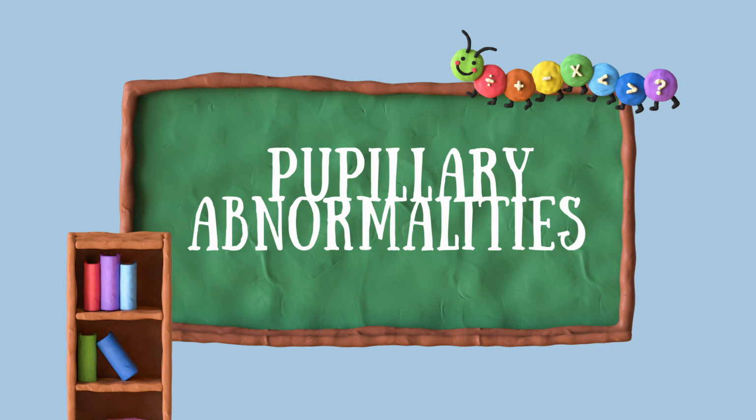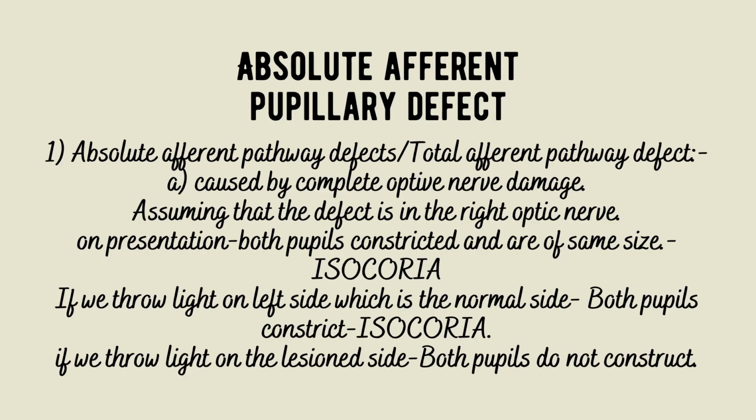So today we are going to discuss pupillary abnormalities. There are different types of pupillary abnormalities. We are going to discuss the important ones. First is absolute afferent pupillary defect.